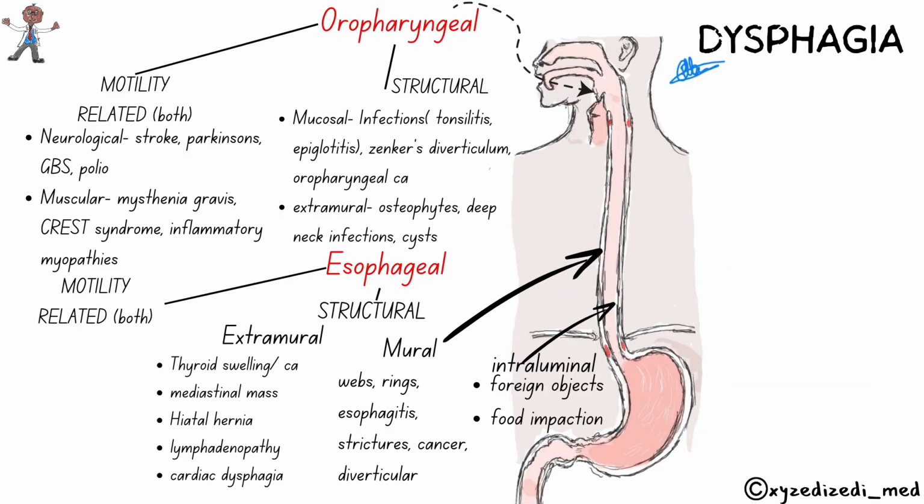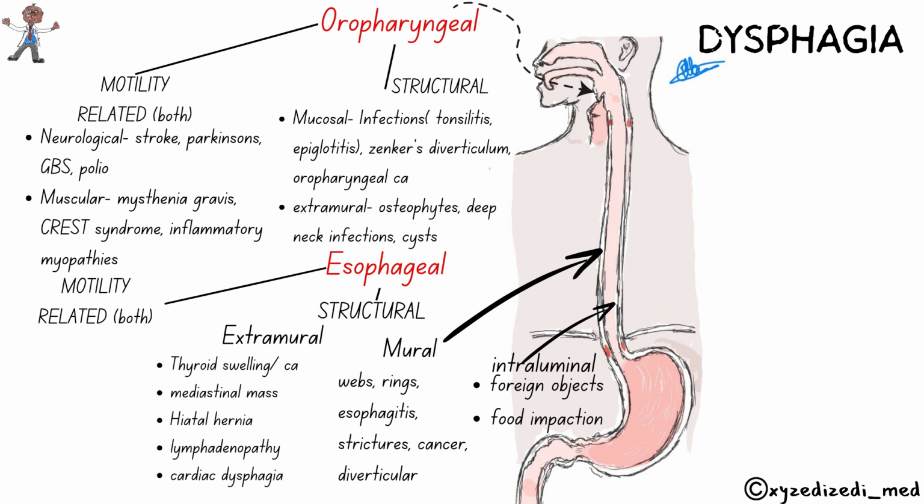For dysphagia, we can classify it as oropharyngeal or esophageal. And as oropharyngeal, it can be motility related or structural. For motility related, we have neurological, such as stroke, Parkinson's, GBS, polio. Muscular, we have myasthenia gravis, CREST syndrome, inflammatory myopathies.